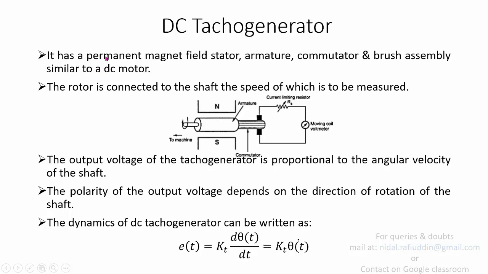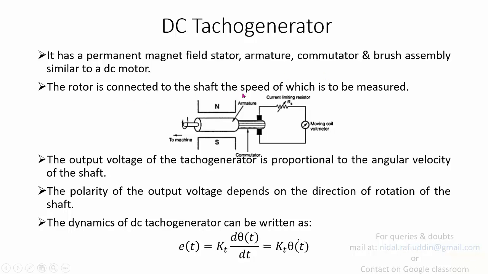So we talk about DC tacho generator. It has a permanent magnet field stator, armature, commutator and brush assembly, similar to a DC motor. So shown over here is the schematic of, in fact this is nothing but a DC motor shown in an elongated fashion. So you have armature, then you have commutators, the brush and the field, which is a permanent magnet type, and you have a shaft that connects to the equipment or the motor or the turbine, whichever you require to measure the speed of.